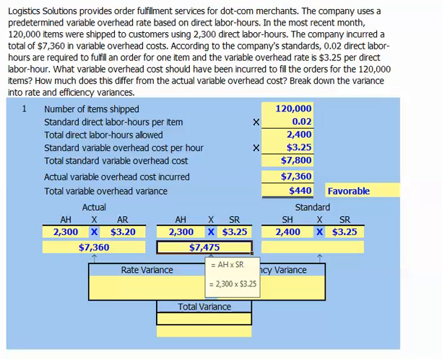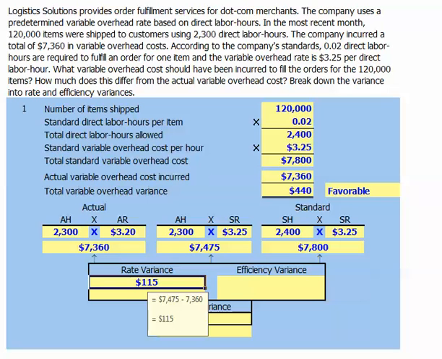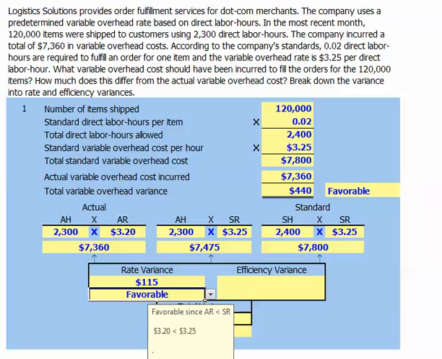Completing our columns, 2,300 actual hours times the $3.25 standard variable overhead rate gives us $7,475. Our standard variable overhead cost we calculated above as $7,800, and that's simply our standard hours times our standard rate. Our rate variance then is the difference between the $7,475 and the $7,360, and our $115 variance we would say is favorable, since this actual rate that we calculated of $3.20 is less than our standard or predetermined variable overhead rate of $3.25.